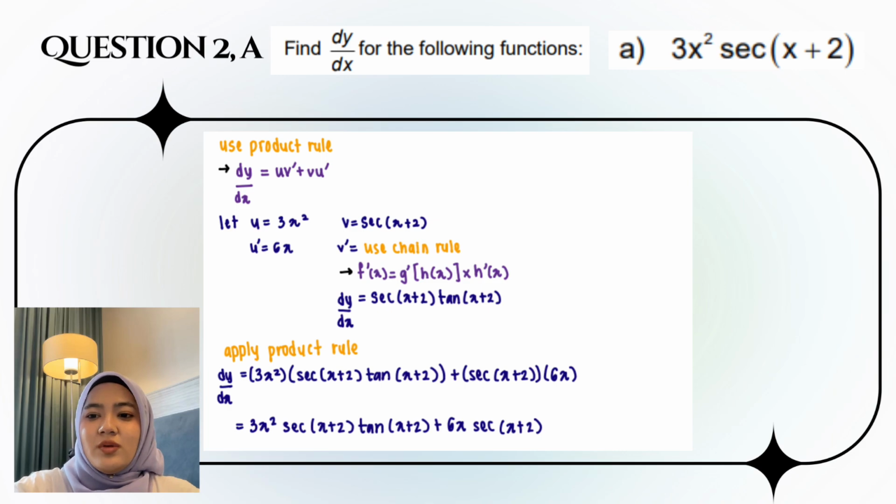So then we will use the following things that we already calculated and we will apply it into the product rule, which we will get dy over dx is equal to 3x squared sec(x plus 2) tan(x plus 2) plus sec(x plus 2) 6x. And we can simplify this to become 3x squared sec(x plus 2) tan(x plus 2) plus 6x sec(x plus 2).